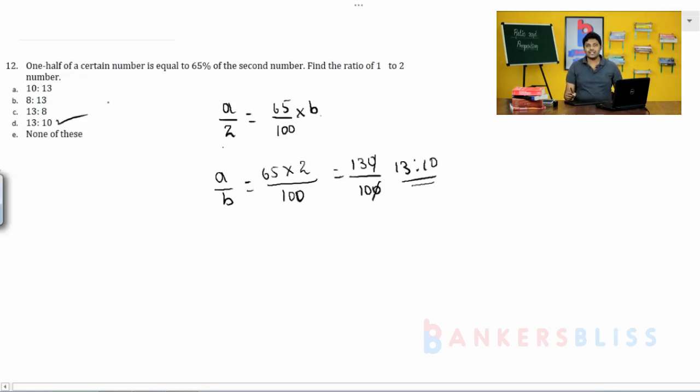Option D is the right answer. Very simple to calculate. You bring B below A and you transfer 2 above 100. So, 65 into 2 is 130, 130 by 100, which is 13:10. Very simple. Let us move on to the next problem.